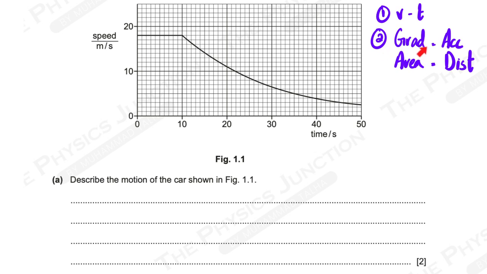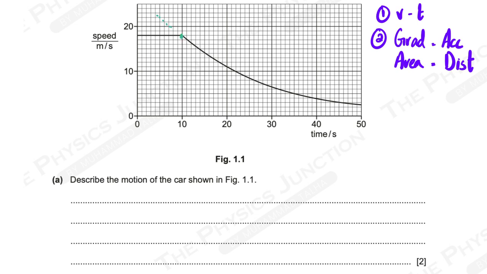Again, I can use this idea that gradient is acceleration. And because this is not a straight line, the gradient is not constant, so the acceleration is not constant. Even if you said this, the examiner would give you marks, but I'm not happy with this. I want just a bit more of a detailed explanation.